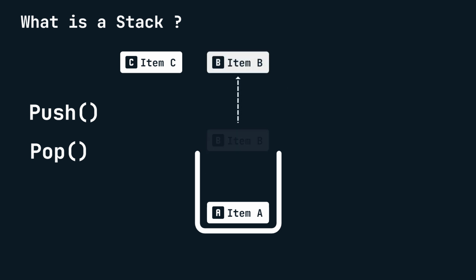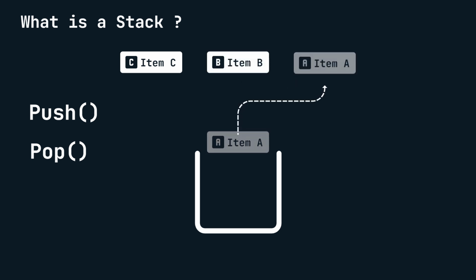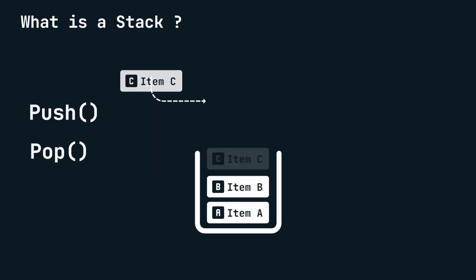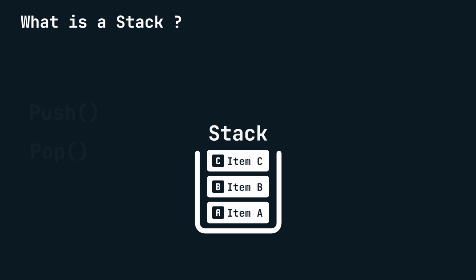Now let's pop the other 2 items from the stack. We can see that the items were removed in a sequence, starting with B, then A, therefore following the last in, first out principle. The stack data structure arranges items in a stack, hence the name stack.